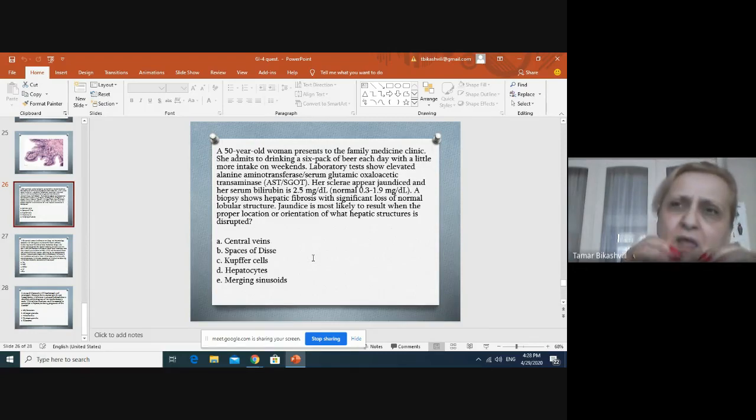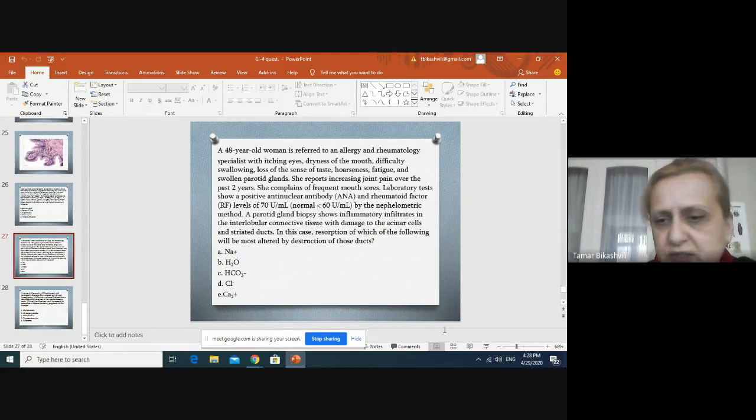Located, and the Ito cells are in perisinusoidal spaces, small cells with lipid droplets. They are involved in storage of vitamin A, and also sometimes they regulate the activity of Kupffer cells. They also secrete extracellular matrix components. So Ito cells influence Kupffer cell activity. Kupffer cells are macrophages. Okay, the next question.